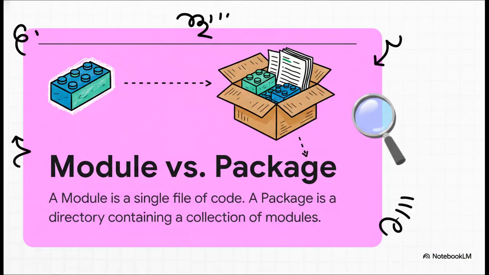So, in the world of Python, which is what we're focusing on here, these Lego bricks have names. They're called modules and packages. A module, that's just a single file of code. Think of it like one very specific Lego piece. A package, on the other hand, is like a whole Lego kit, a box full of related pieces, all organized and ready for you to use.